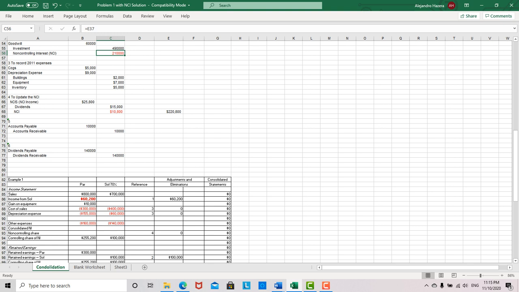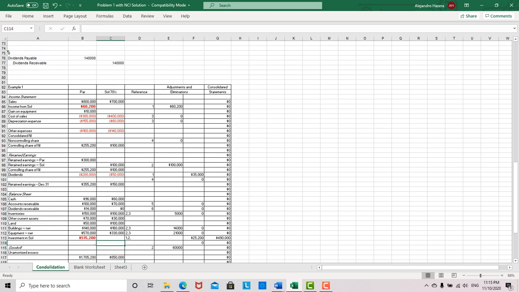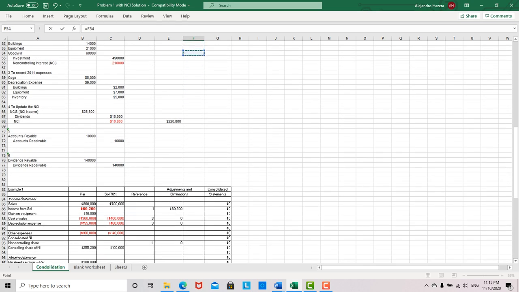The other credit is non-controlling interest. We're going to credit that for 210. I'm going to show you where that goes. The credit to the investment account goes in the investment account. So you'll notice there's really a credit here. It's that 0 right there. That credit right there to the investment account, we'll make it 0 at the end.